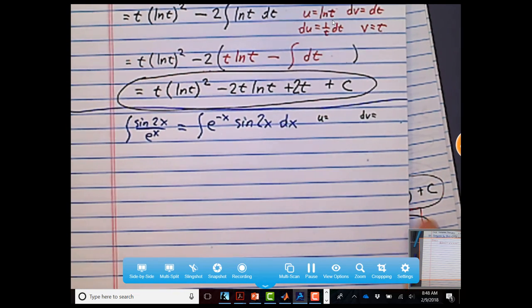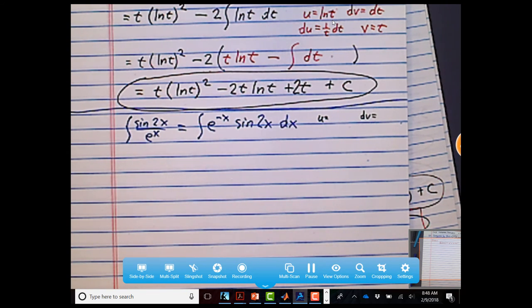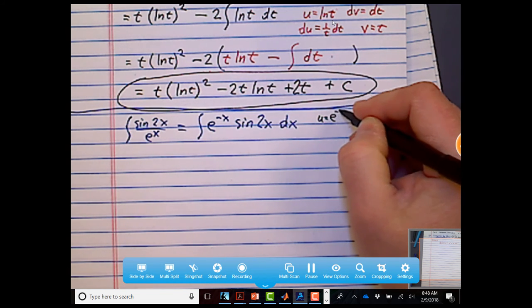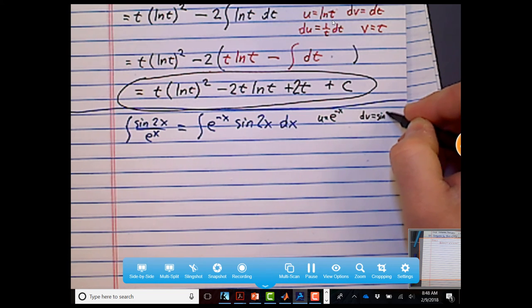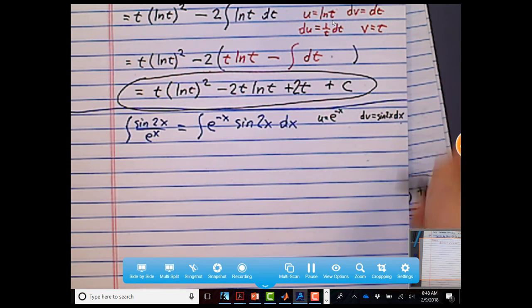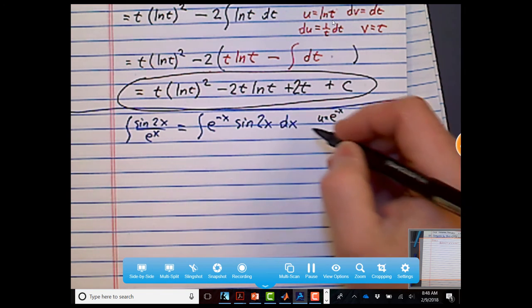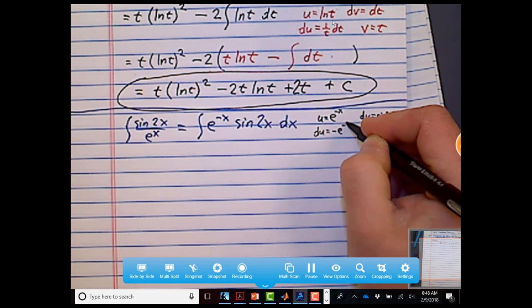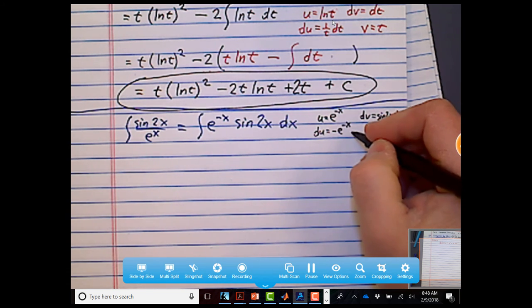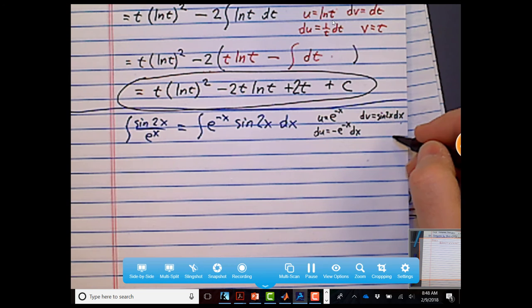Any thoughts? I'll give you a hint. It doesn't matter. E to the negative x. All right, let's do that. u is e to the negative x. dv then is the sine of 2x dx. Okay, du is negative e to the negative x dx. And what's v?